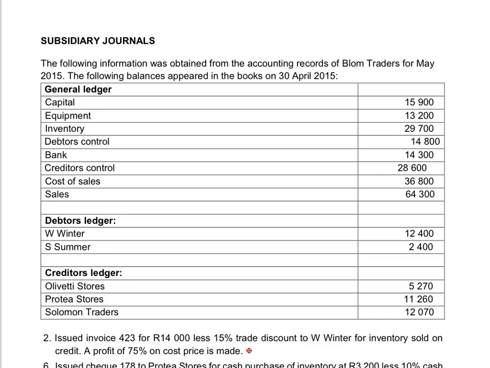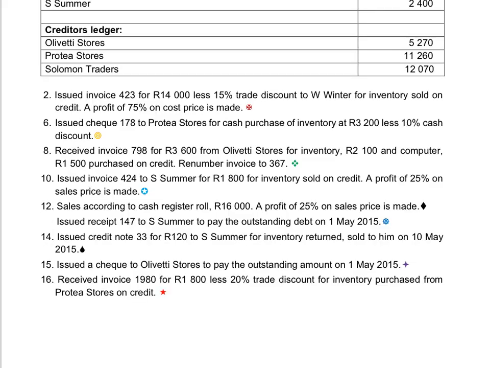are completed. Issued invoice 423 for 14,000 less 15% trade discount to W. Winter for inventory sold on credit. A profit of 75% on the cost price is made. Okay, first of all, we have to determine in which journal this entry will be recorded. Issued an invoice. That means that we sold goods on credit, so we will record this in the debtors journal.